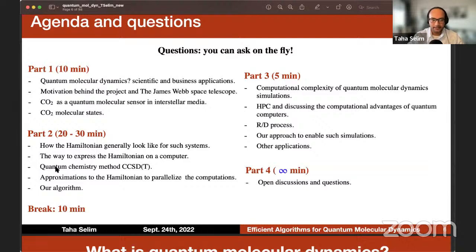In part two, hopefully I will cover the Hamiltonian generally, to have a good look at how the Hamiltonian looks, and how to express the Hamiltonian on a computer, to store these numbers in a matrix. I'll discuss briefly the quantum chemistry method CCSD(T), and then several approximations to the Hamiltonian, what terms we switch off in a Hamiltonian in order to make the computation more efficient. Then after a short break, I will come back to discuss the computational complexity of quantum molecular dynamics simulations, the high performance computing capabilities, and what quantum computing can offer, the R&D process, and then we will end up with a discussion.